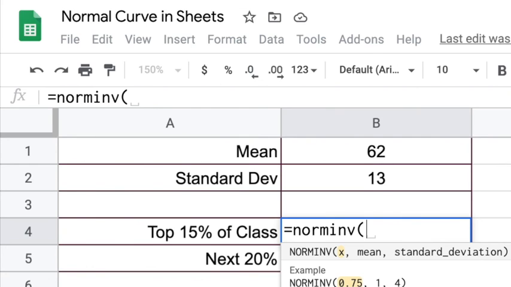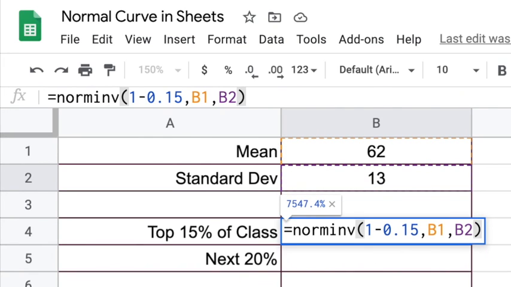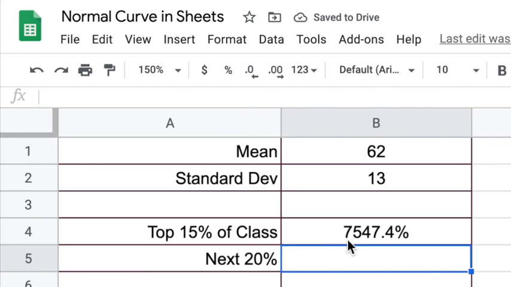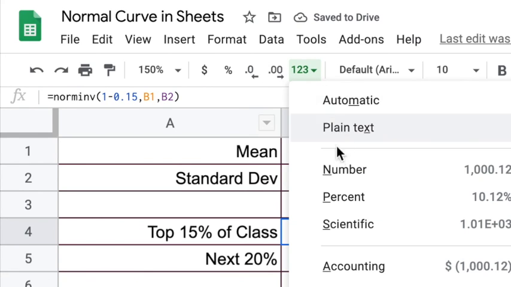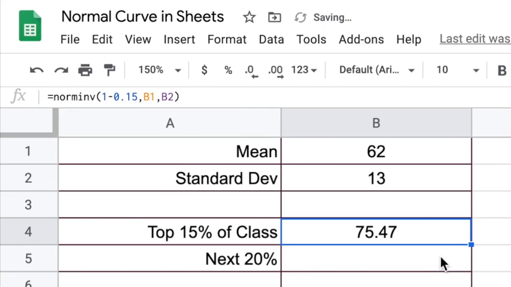So the top 15% of the class, remember, it's got to be the reverse of that. So in here I'm going to type in 1 minus 0.15. That'll represent the 85% of the class that's not going to get an A. All right, the next thing up is the mean, and then the next thing up is the standard deviation, and that's it. This will tell us what score you need to have to be in the top 15%. Oops, I still have the cell as a percent. I want it as just a number. So just like what we found by paper, it was about a 75.